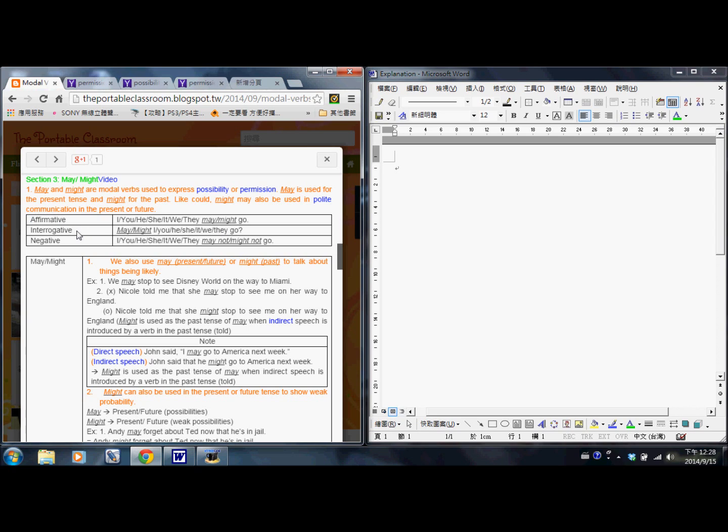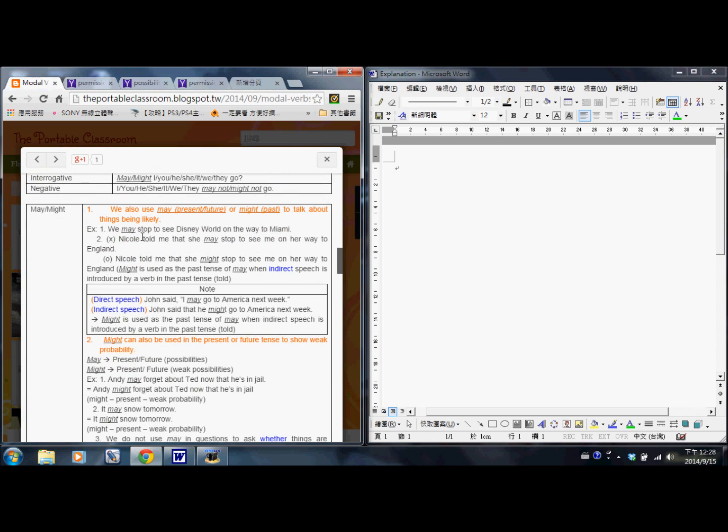Interrogative, in questions we say may I, might I, may you, and might you. Negative means no. I may not, you may not. Now notice that there is no contraction for may not or might not. So you use it like this, may not or might not. There is no contraction for the two.